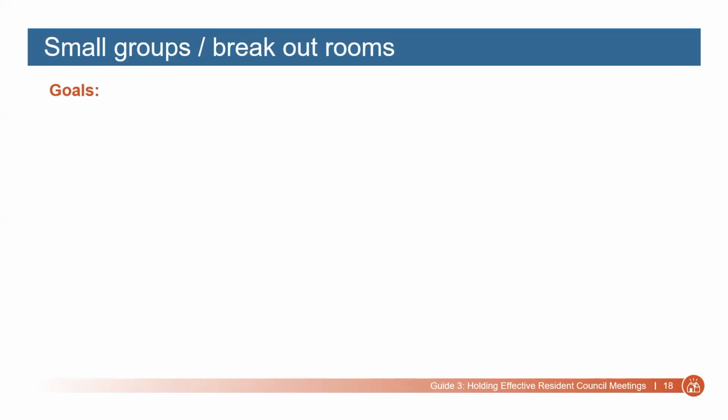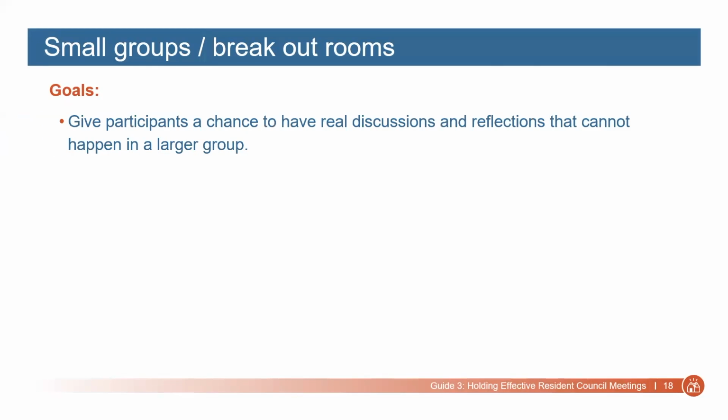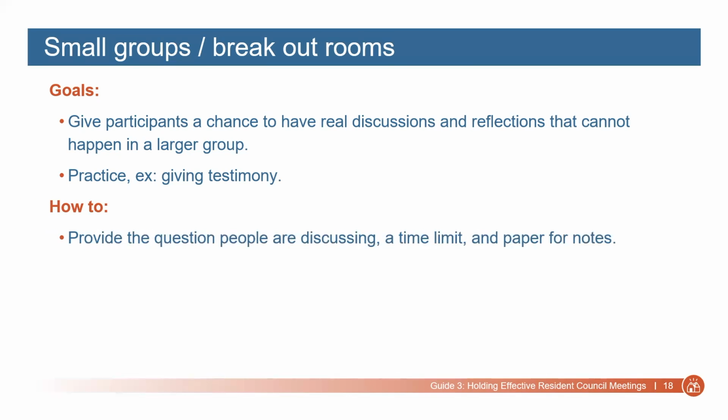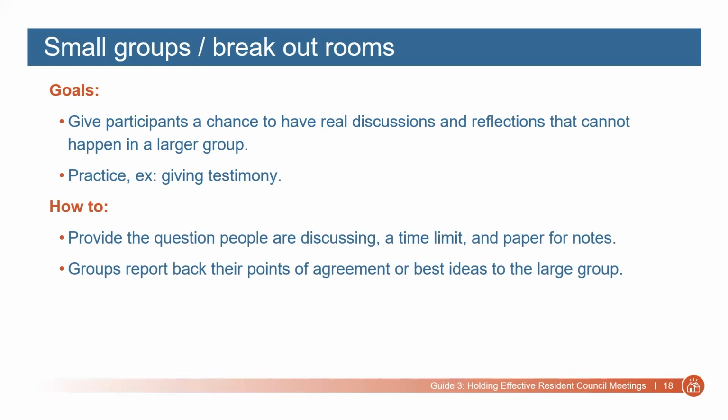Depending on your space or online environment, you can divide participants into small groups or even break out into different rooms. The goals of this technique are to give participants a chance to have real discussions and reflections. In smaller groups, people may feel more comfortable and it gives more time for participation. This technique is also effective to allow participants to practice and receive feedback, for example, before testifying at a hearing. To set up for small groups, you will provide the question people are discussing, give them a time limit, and provide paper and marker for notes. Ask groups to report back their points of agreement or best ideas to the large group.